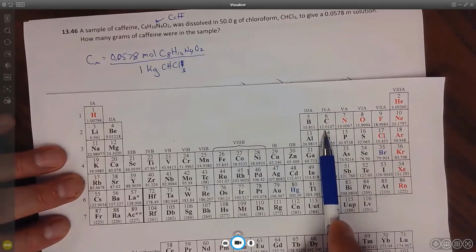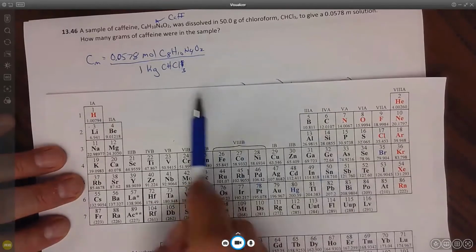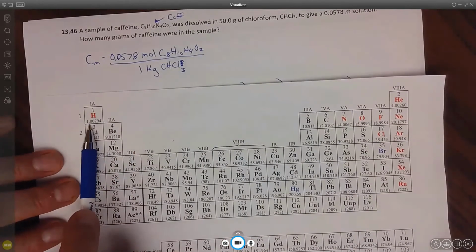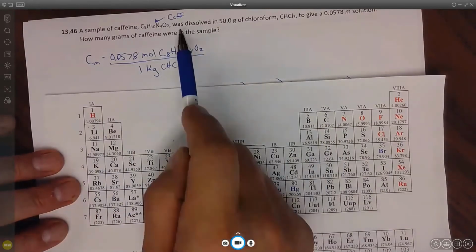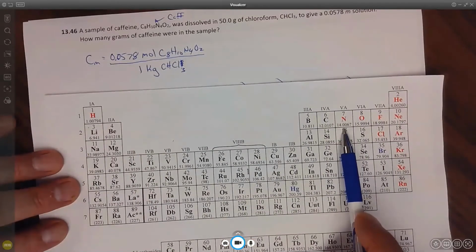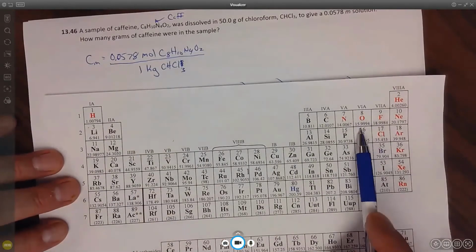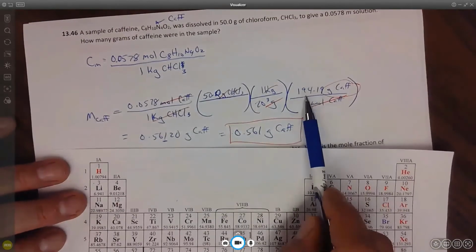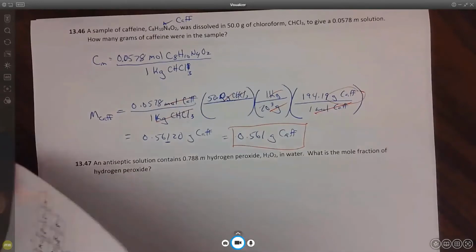So it's going to be 8 times the 12. There are 10 hydrogens. Each hydrogen is 1.00794 grams per mole, so it'll be 10 times that plus that of the carbon. 4 nitrogens at 14.067, and the 2 oxygen at 15.994. Add all of that up, and you get 194.19 grams per mole.